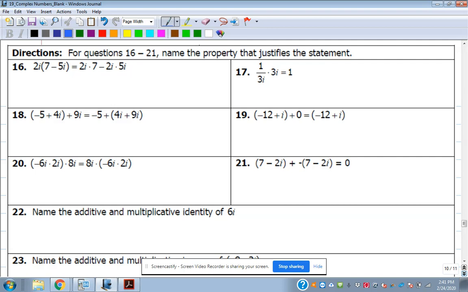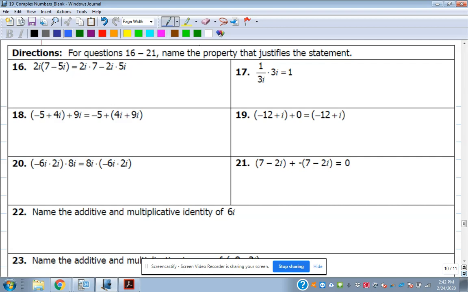Number 20. What changed about that one? Yeah, they put the 8i in the front this time, so they didn't change what was in parentheses. Parentheses had negative 6i times 2i. This one's got the same parentheses, but the order's different. So what property is that? Commutative property. Commutative property. 21. Inverse. Inverse is going to equal 0 with addition. It's an additive inverse. The identity, you're going to add 0. That's where the difference is.